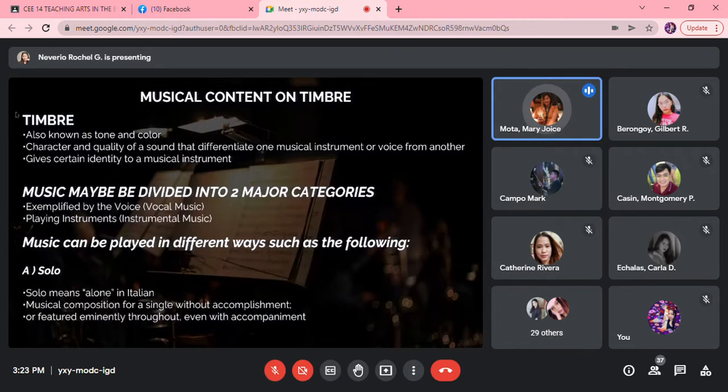So just to review again, pitch. It describes how high or low the sounds in the music are. For example, I have here instruments: a ukulele and a guitar. Let's distinguish which instrument has a high sound or a low sound. So first is the ukulele. Naririnig niyo po ba? Yes po. Alright. So that is the sound of the ukulele.